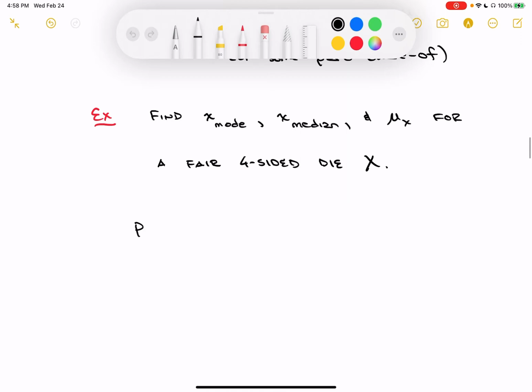So I could come up with a probability mass function p_X(x), and recognize that this is a uniform random variable, just because it was fair. It is equal to 1/4 for x equaling 1, 2, 3, and 4, and it's 0 otherwise.